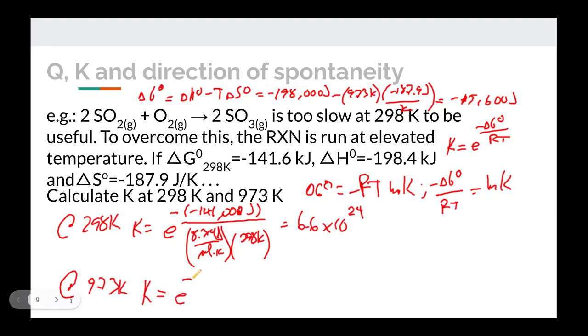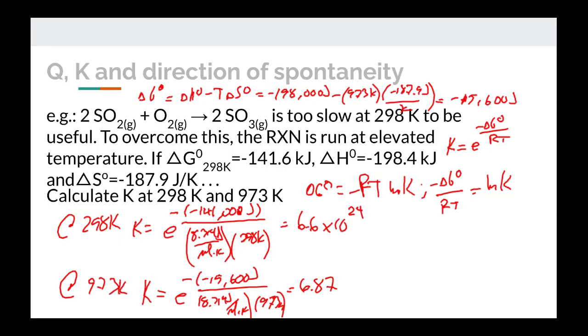So at 973 kelvins, we'll just reapply this. K is equal to e to the minus 15,600 joules divided by 8.314 joules per mole Kelvin times now 973 kelvins. This comes out to 6.87, which is a substantially lower number. So that means there's less product at equilibrium, even though the rate is higher.